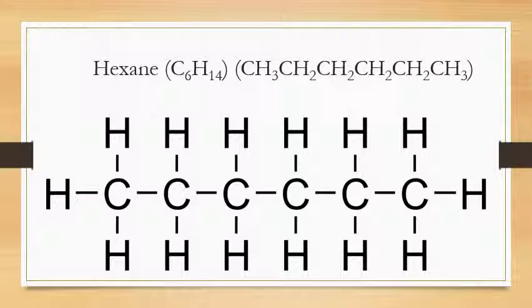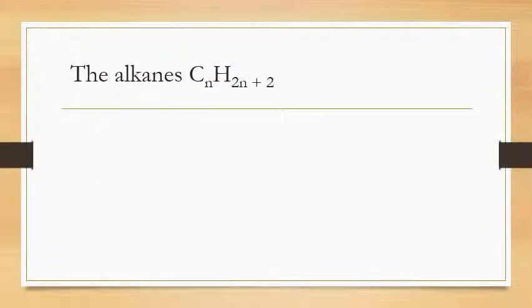C6H14 is a molecular formula, and that is getting rather long. The structural formula is this displayed formula there. So you can probably start to work out the relationship between the number of carbons and number of hydrogens. This here is known as the general formula. So the general formula for the alkanes is CnH2n+2, where n is the number of carbons.